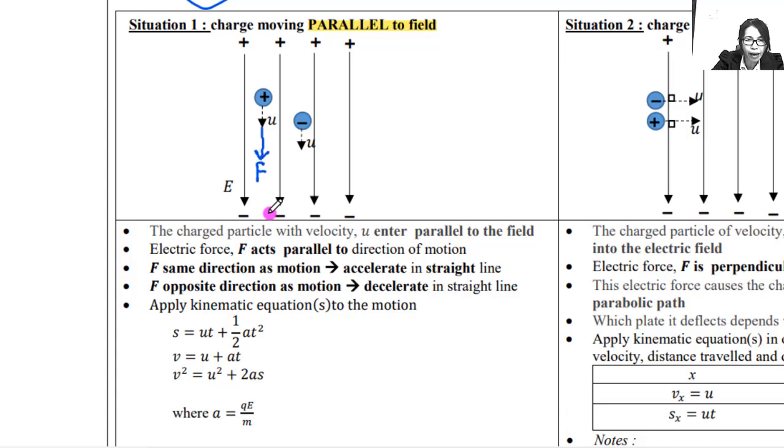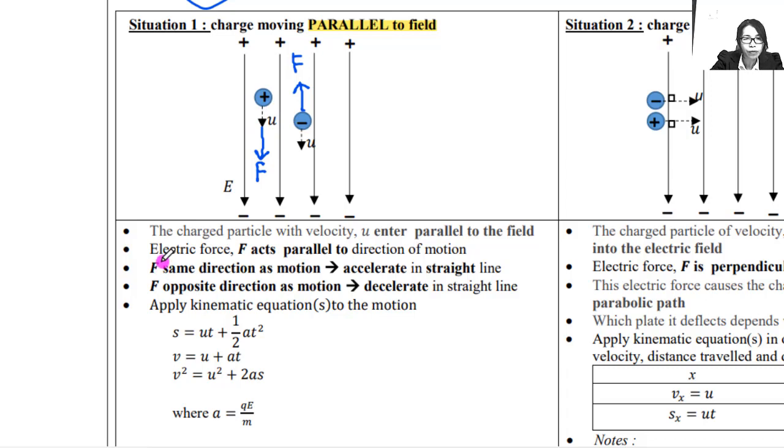I denote it by F. The same goes for the negative charge. It experiences an electric force, but the electric force will be acting upward. Why? Because the negative charge is attracted to the positive plate. So for the negative charge, it experiences electric force upward. You will find that the electric force acting is parallel to the direction of motion. Okay, so arah force ni adalah selari dengan arah pergerakan.